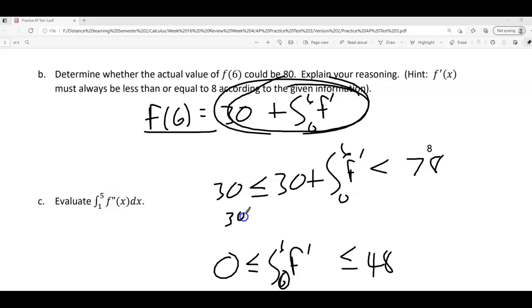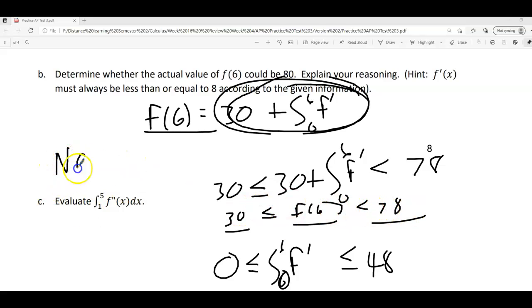So that means now I can just replace this middle piece with f of 6, because that's what f of 6 is equal to. And as you guys can see, that means that f of 6 would have to be somewhere between 30 and 78. So the question is, can the value of f of 6 be 78? No, it has to be somewhere between 30 and 78. Okay, so the answer is no, but of course, most of the points are in the work that you show.